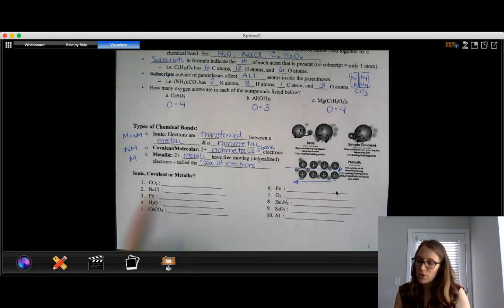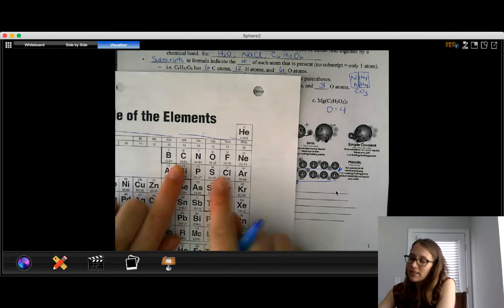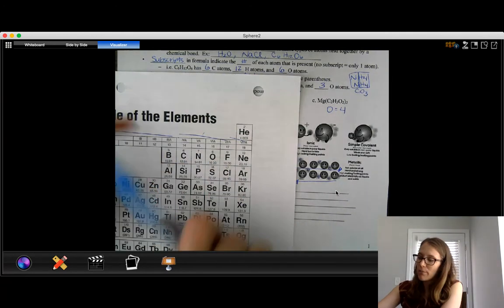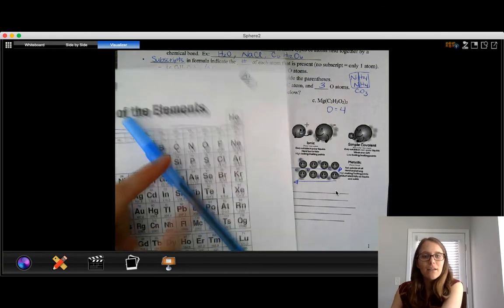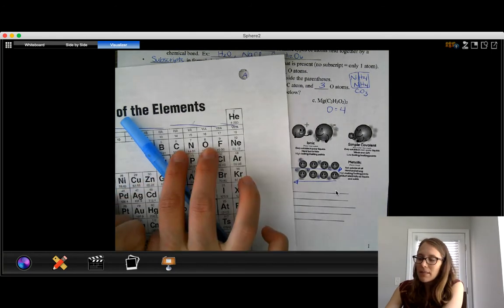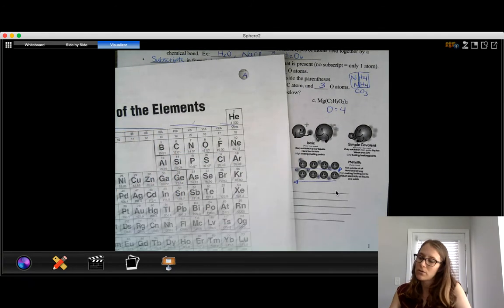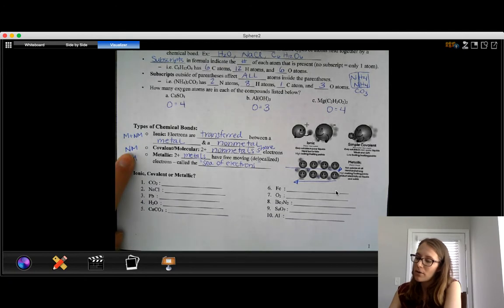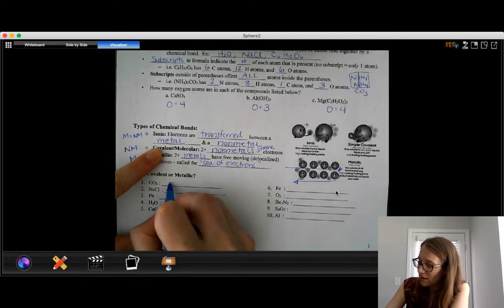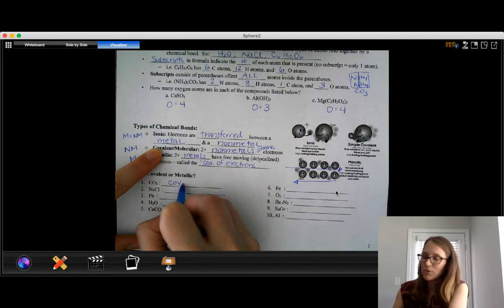So with CO2, I'm going to find C and O. These are both on the right side of our stair step. That means both of these are nonmetals. If they are both nonmetals, that means that it's covalent. I'm just going to abbreviate that.